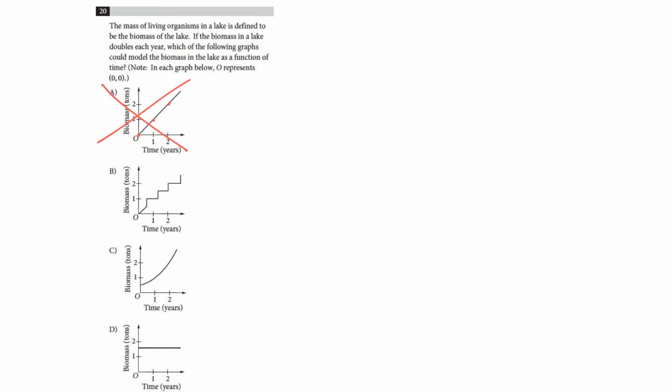Okay, what about the next one? We were at 1, and then a year later we're at like 1.5, and this is not really even a function. I'm not sure, but this definitely does not double each year. Okay, what about here? We start at 0.5, then we go to 1, then we go to 2. Gee, that sure looks like it's doubling each year. And then the last one is just a constant. That's not increasing at all. Our answer is C.